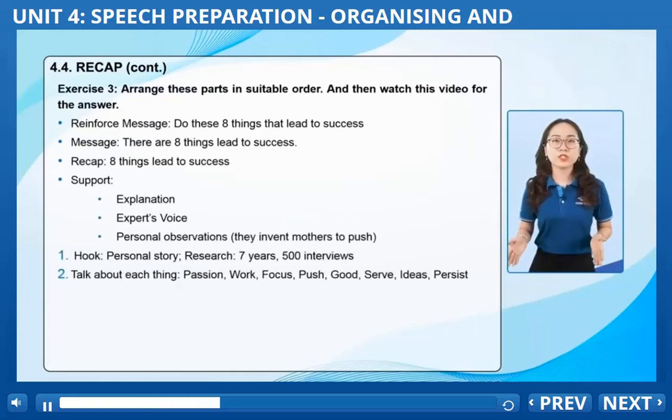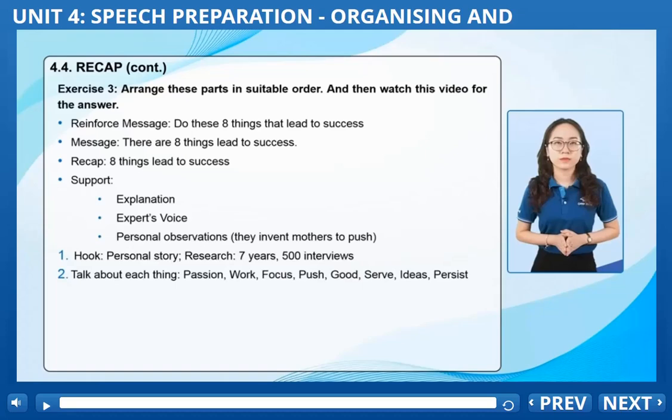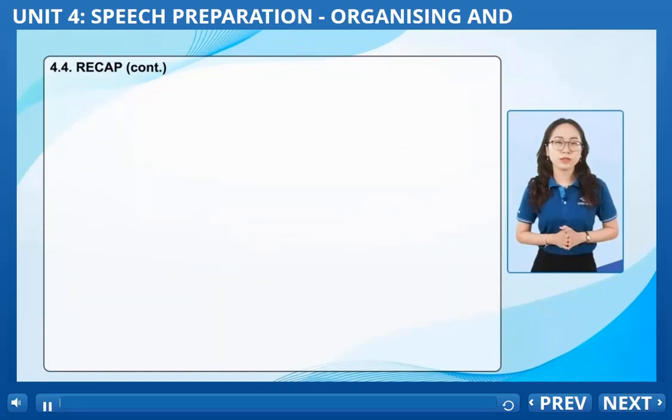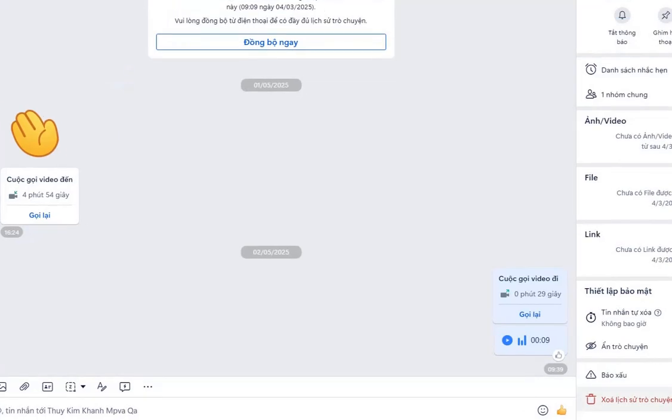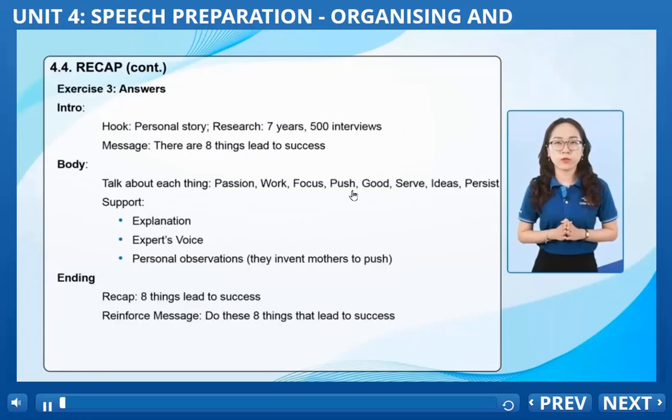Exercise 3. Arrange the parts in a suitable order. Now, please watch the video for the answer.